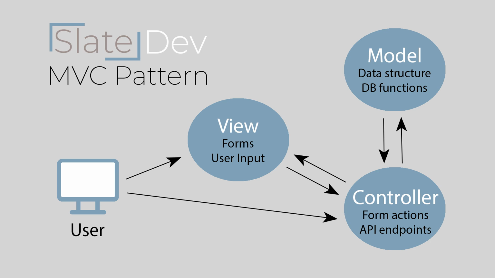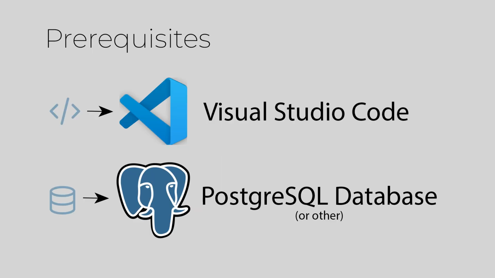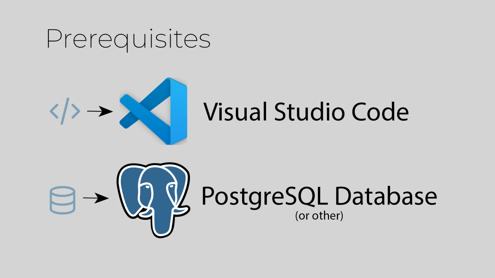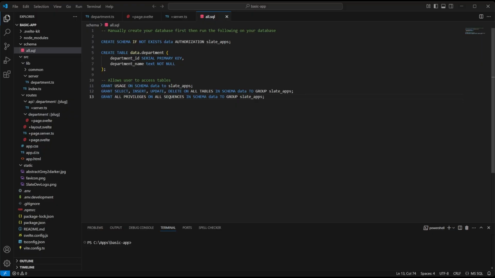To get started, we're using Visual Studio Code, which is free to download. I also have the SvelteKit and Tailwind plugins installed. We also need a database set up already. I'll be using a Postgres database, but any database you're comfortable with will work, of course. Here is the SQL that generates the tables I'll be using in this project. We have a data schema and a department table that just stores an ID and a name.